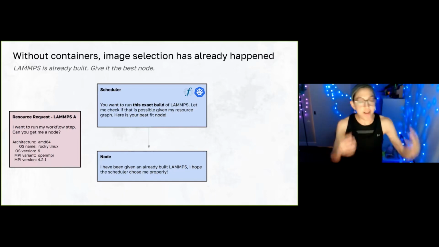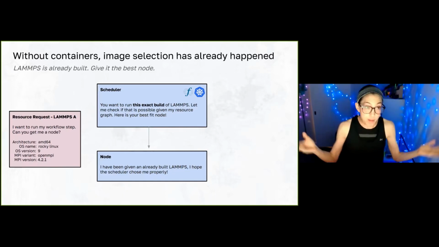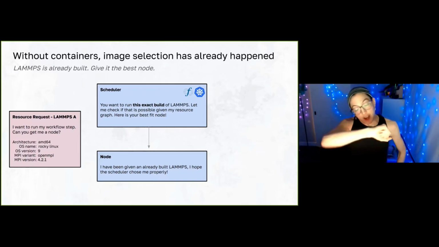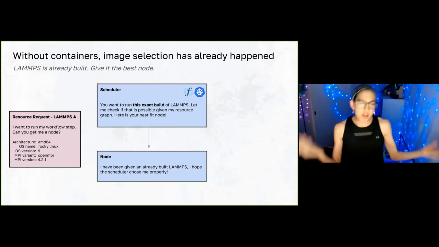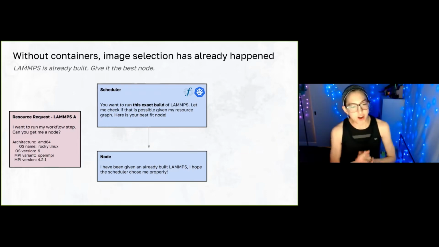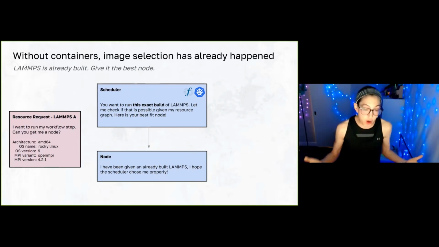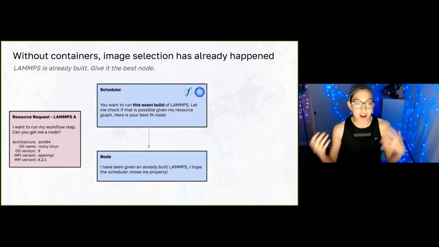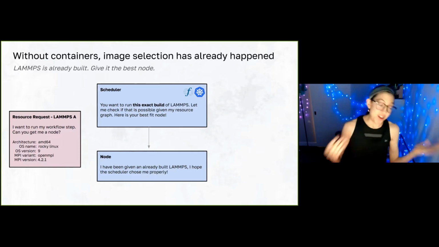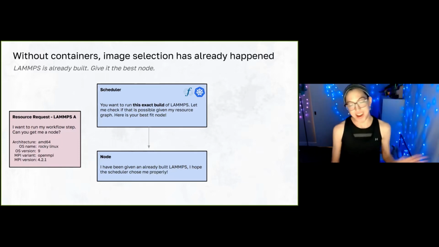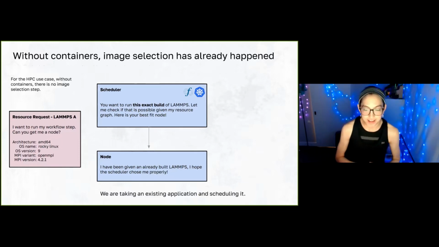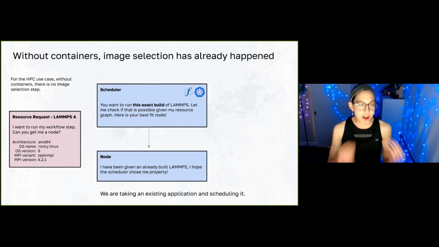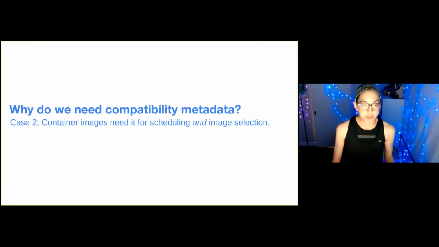Then your scheduler is basically going to be like, okay, yeah, we do have a GPU node. You're going to have to wait 48 hours for it. Is that okay? Yeah, that's fine. I'll go on a little vacation or something. And then you get the node, and hopefully you've done that coordination right so that your thing runs. If you screwed up, you're going to have to wait another 48 hours. I'm just kidding. Actually, I'm not. That's exactly what happens. So in the HPC case without containers, there is no image selection step because you're taking an existing application and you're just scheduling it.